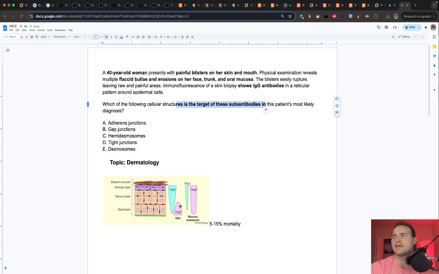So we have the hemidesmosomes, the desmosomes, tight junctions, gap junctions, adherens junctions. These are all kind of parts of the cell. We have our stratum corneum, granular layer, our spinous layer, and a basal layer. And so these are kind of connecting these layers.